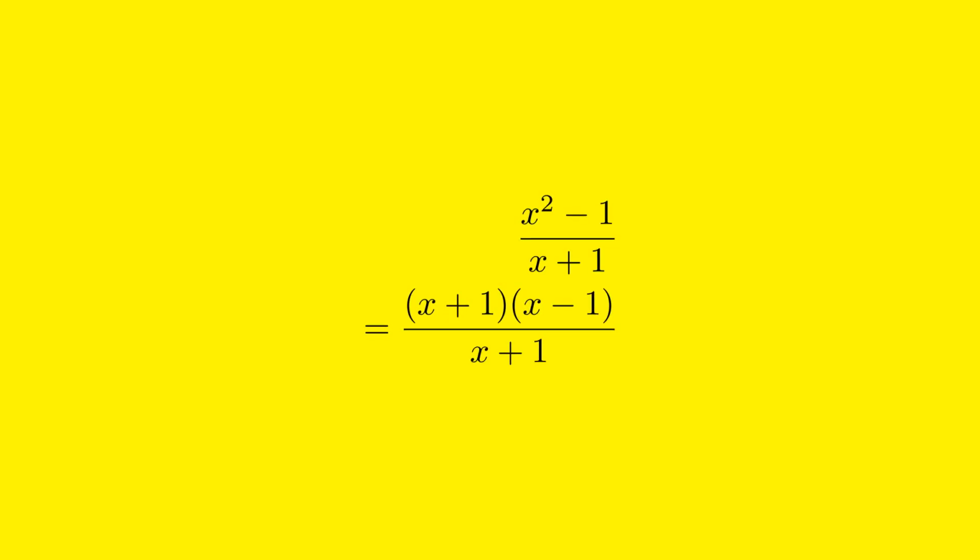Step 1. The first step is to factor the numerator, which is x squared minus 1, and recognize that it is a difference of squares. The difference of squares factors into the form x plus a times x minus a. Here, a is 1, so the numerator x squared minus 1 becomes x plus 1 times x minus 1. The expression is now x plus 1 times x minus 1 over x plus 1.